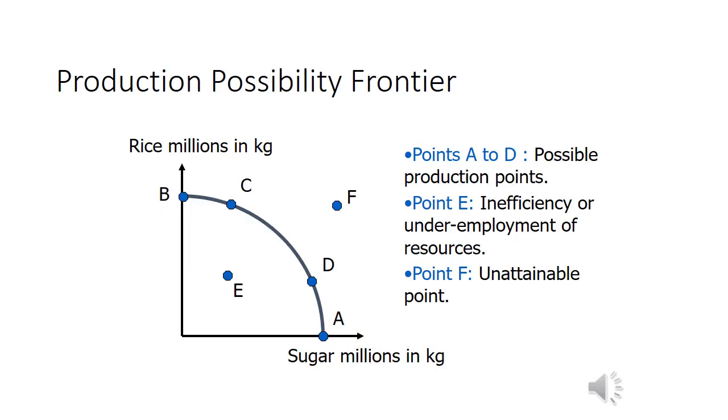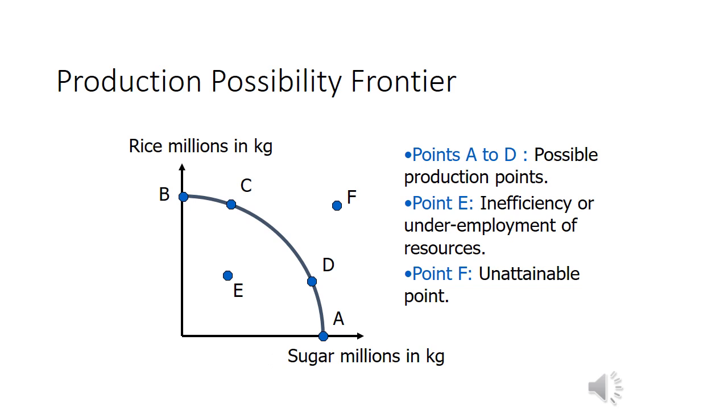Now this is the PPF. PPF is a diagram with two axes. This is the y-axis and this is the x-axis. These are common mathematical denominations. On these two axes, it measures two different goods that we assume the economy can produce. Of course, it's a simple model. We only have two goods. Example will be rice on the y-axis and sugar on the x-axis.